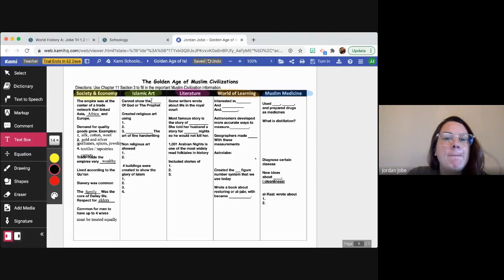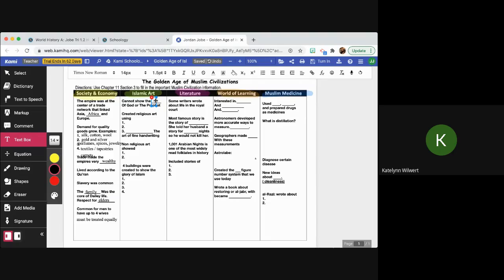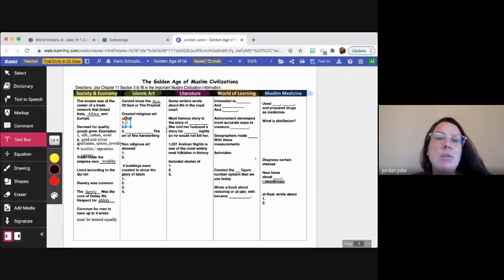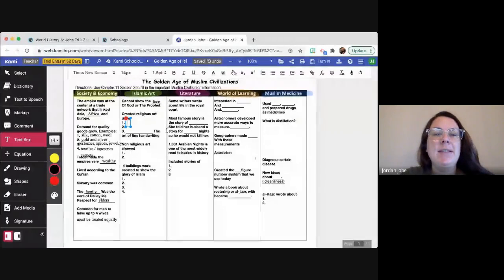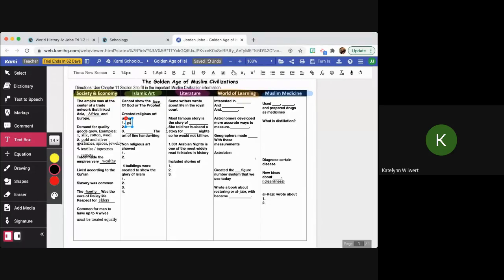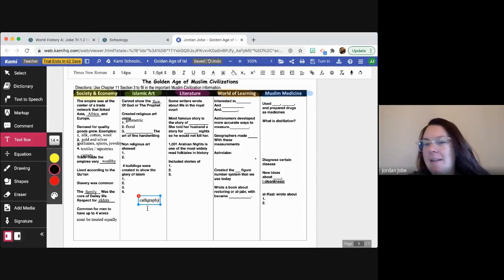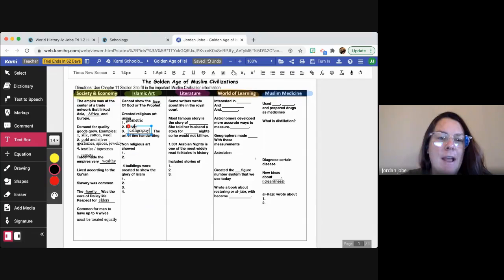Talking about Islamic art, we know that religious art in the Islamic Empire could not show the what of God or the Prophet? Faces. Yeah, absolutely. Instead, religious art was created by using what types of designs? Geometric and floral designs. Yeah, geometric and floral designs. And then calligraphy is that fancy type of fine handwriting, the really stylistic, pretty handwriting that I can never do.